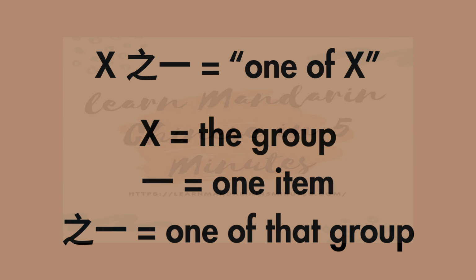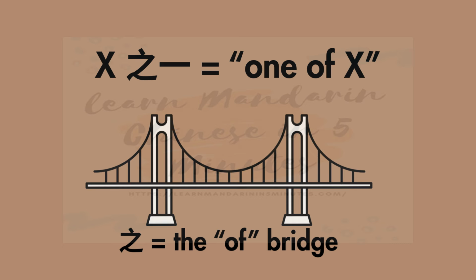X之一 means one of X. In this pattern, 之 is just a connector, like "of" or "among". It links the group to the one. X represents the group. 一 is one item. 之一 is one of that group. So X之一 simply means one of X. An easy metaphor is 之 represents the "of" bridge. It's the tiny bridge that turns one into one of that set.